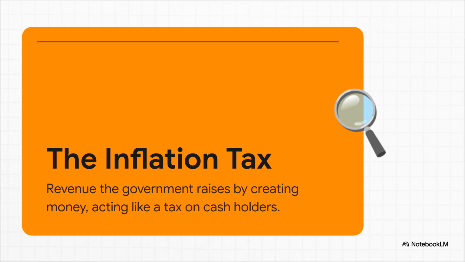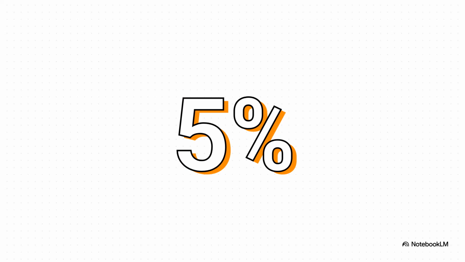We call this the inflation tax. If the money supply doubles but the actual amount of real goods stays exactly the same, well, prices eventually have to double to balance things out. It acts as a totally hidden tax, punishing anyone holding cash because those dollars just buy fewer goods today than they did yesterday. And trying to fix that inflation, it is painfully hard.